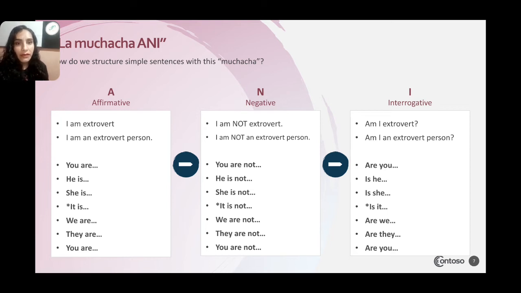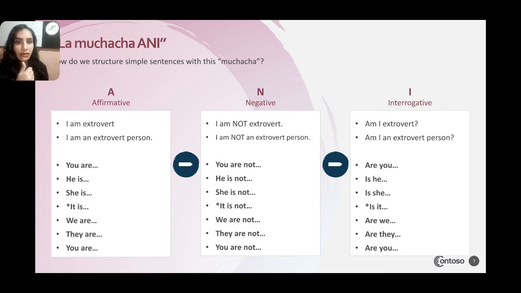A for affirmative, afirmativo. N for negative, negativo. And I for interrogative, interrogativo. That's la muchacha Annie. So I'm gonna structure affirmative, negative, and interrogative sentences with the previous content. ¿Qué vamos a hacer? Conjugar nuestros pronombres con el verbo be para obtener oraciones afirmativas, negativas e interrogativas.